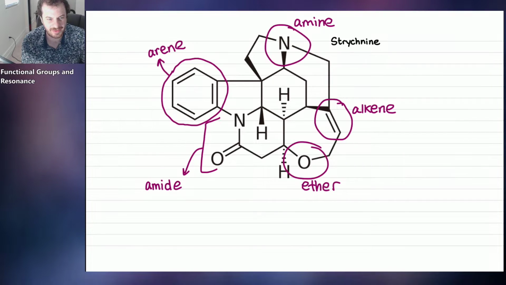We wouldn't identify alkane as being in this molecule because alkane is just the absence of functional groups. So if we looked at the molecule and we didn't see any of our functional groups, then we would call it an alkane. But as long as there's just one other functional group, you wouldn't call this alkane. It's just too specific. So we just ignore that.